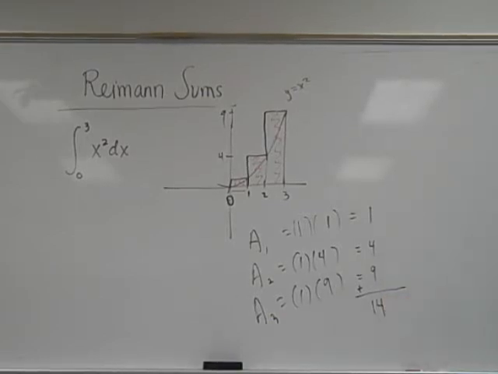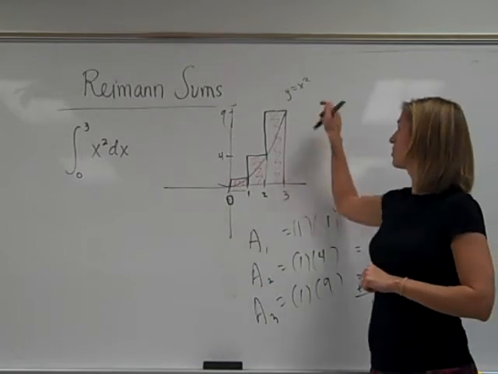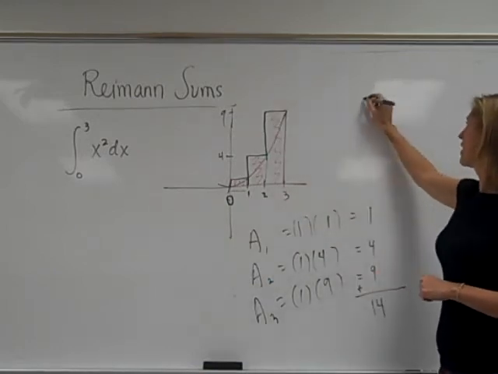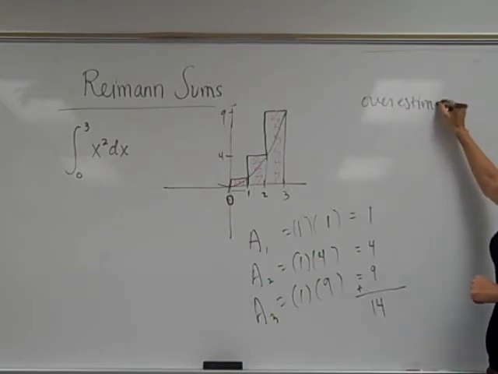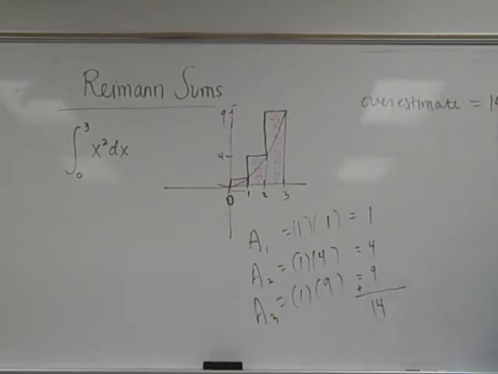So 14 is one estimate for the area underneath the curve y equals x squared. And it's not a great estimate, because I only used 3 parts. So I could say an overestimate is going to be 14. So I know that my answer is going to be no bigger than 14. The actual integral is no bigger than 14.